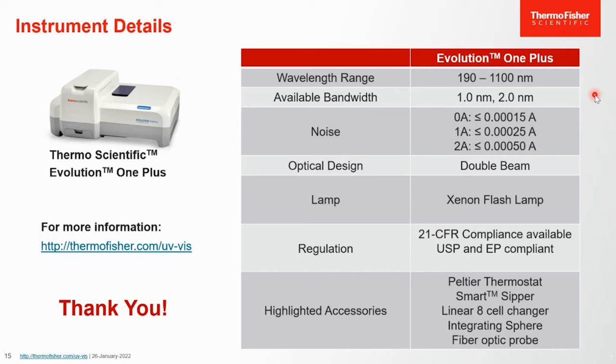And today I showed how the integrating sphere can be used fairly effectively with this instrument. However, we have a variety of other accessories that can be highly useful. For instance, we have the Peltier thermostat that allows for measurements at different temperatures, which is highly useful for melting experiments. The Smart Sipper accessory allows for flow cell type measurements within this instrument. And the linear 8-cell changer allows for multiple samples to be measured consecutively, which is very useful for the high throughput measurements that would be necessary for some applications.